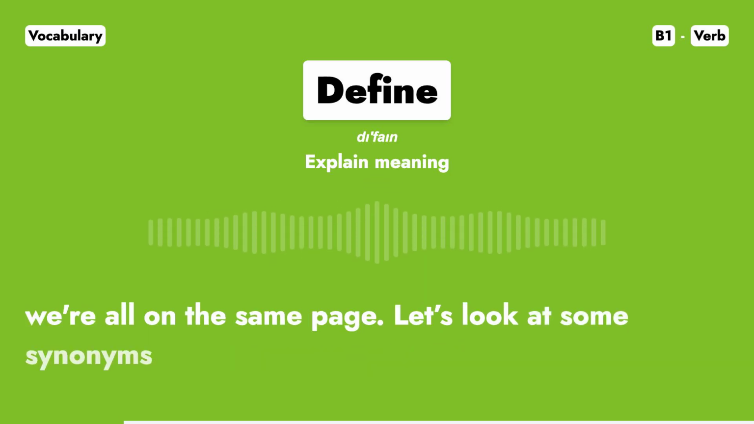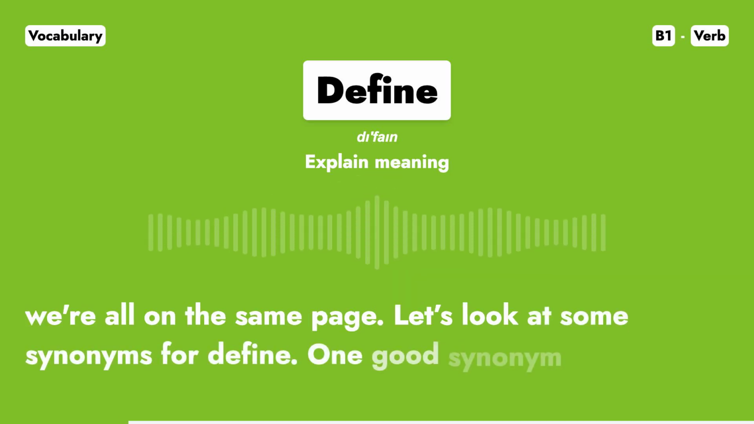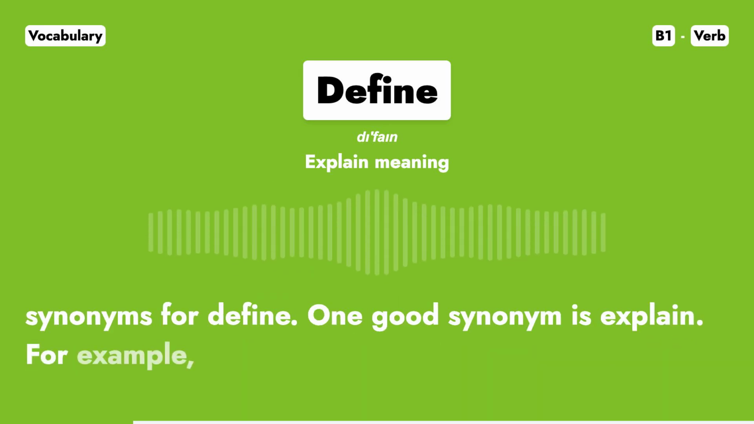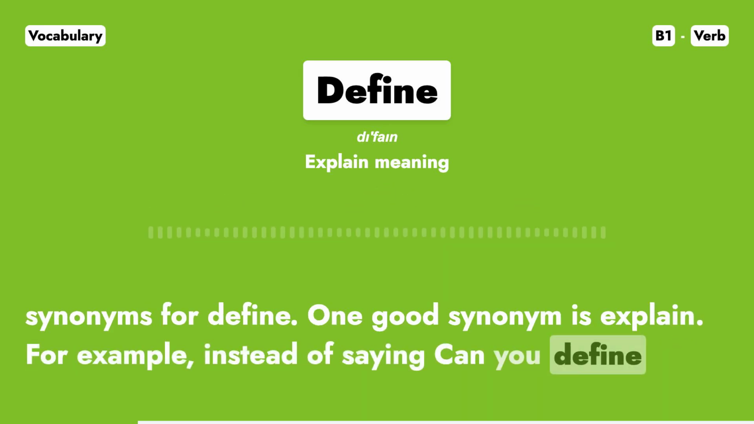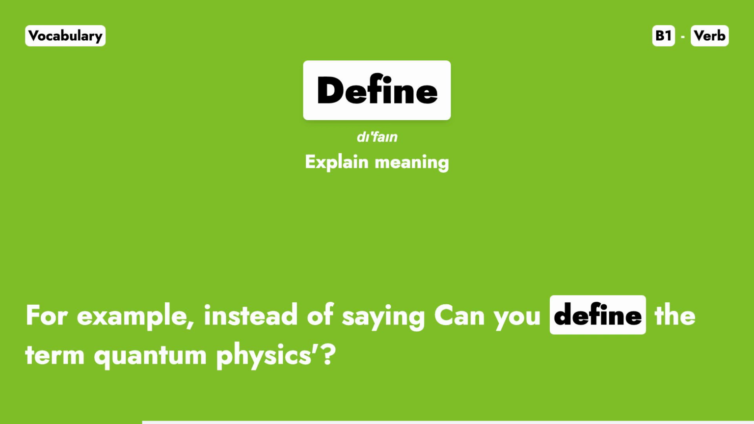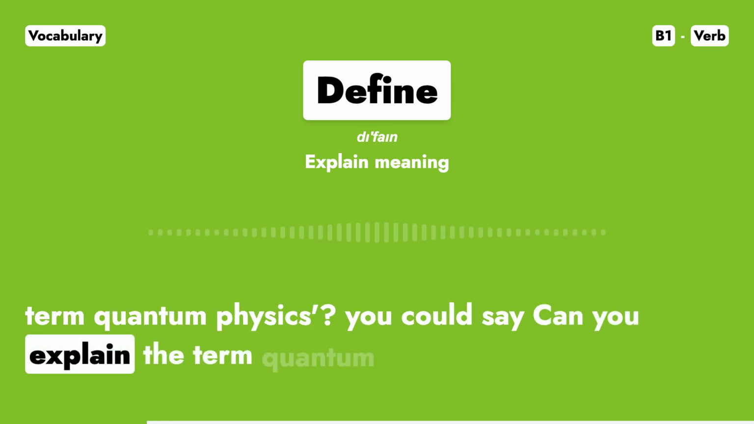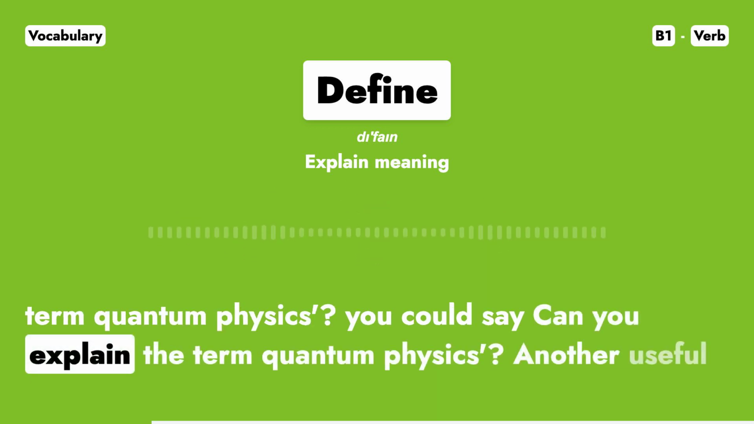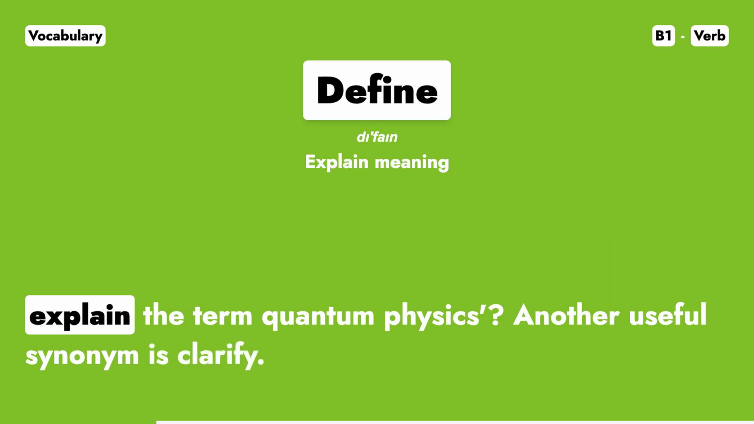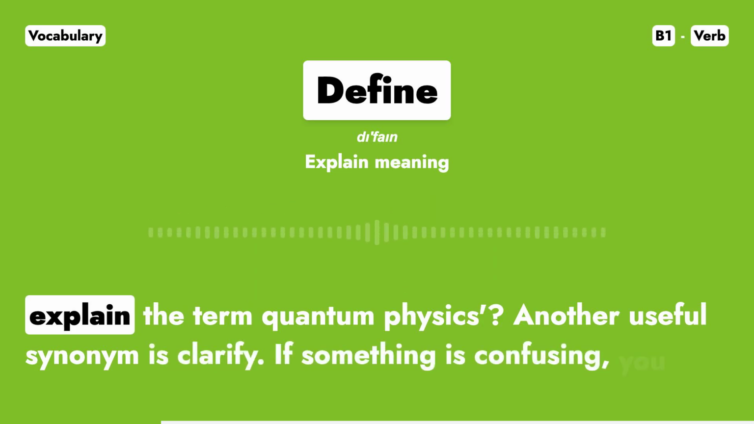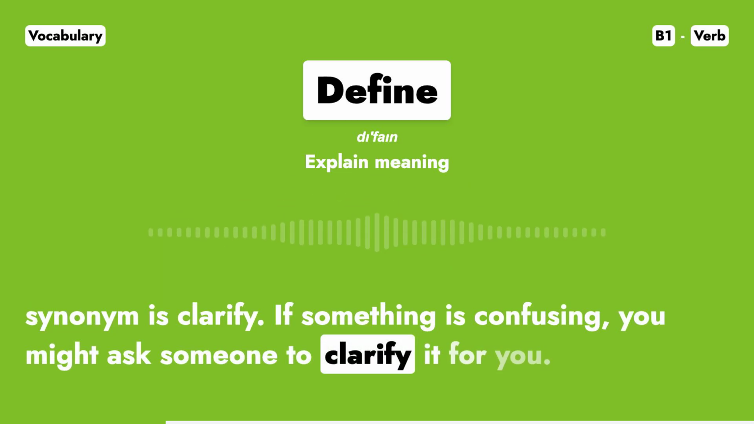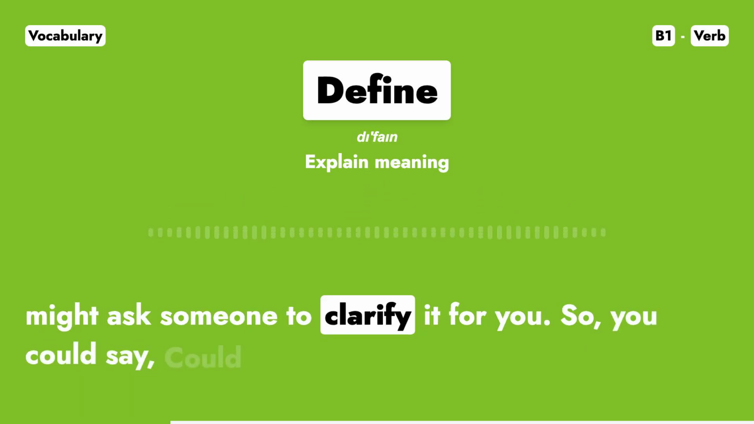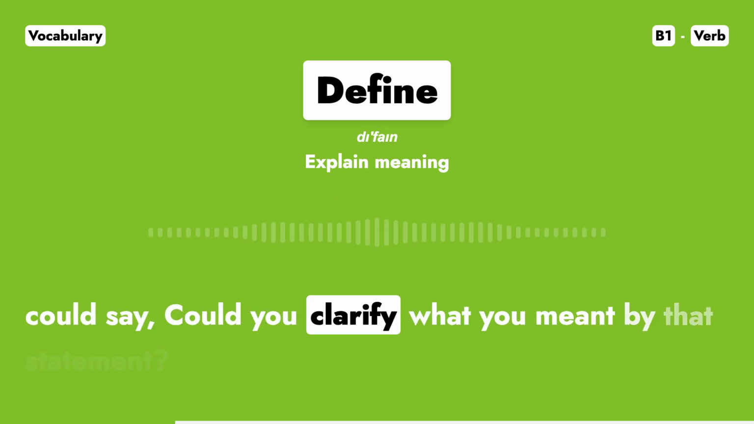Let's look at some synonyms for define. One good synonym is explain. For example, instead of saying, "Can you define the term quantum physics?" you could say, "Can you explain the term quantum physics?" Another useful synonym is clarify. If something is confusing, you might ask someone to clarify it for you. So you could say, "Could you clarify what you meant by that statement?"